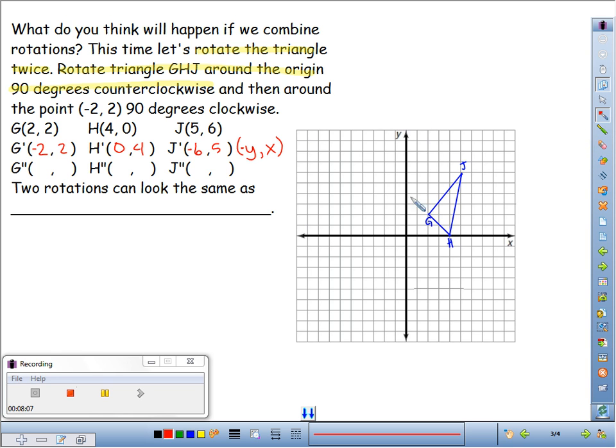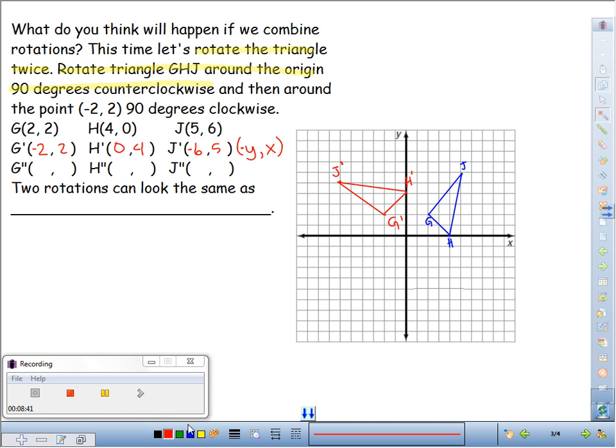So let's plot those new points now. So here's G prime, H prime, and J prime. And we can connect those points. And there's our new figure.